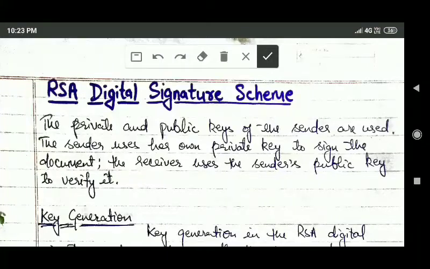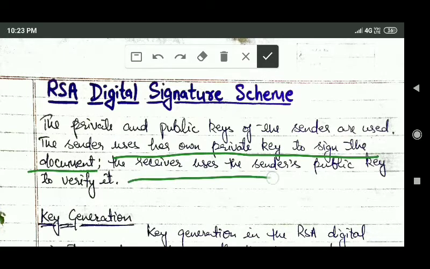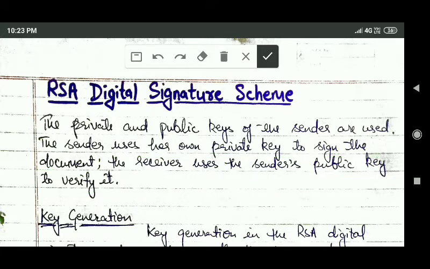Hello friends, welcome back. In this tutorial, we will study the RSA digital signature scheme. In this scheme, the private and public keys of the sender are used. The sender uses her own private key to sign the message and the receiver uses the sender's public key to verify it. In the previous tutorial, I gave you the introduction of digital signature, and in that tutorial also I explained to you that the private key of the sender is used to sign the message and the receiver uses the sender's public key to verify it.